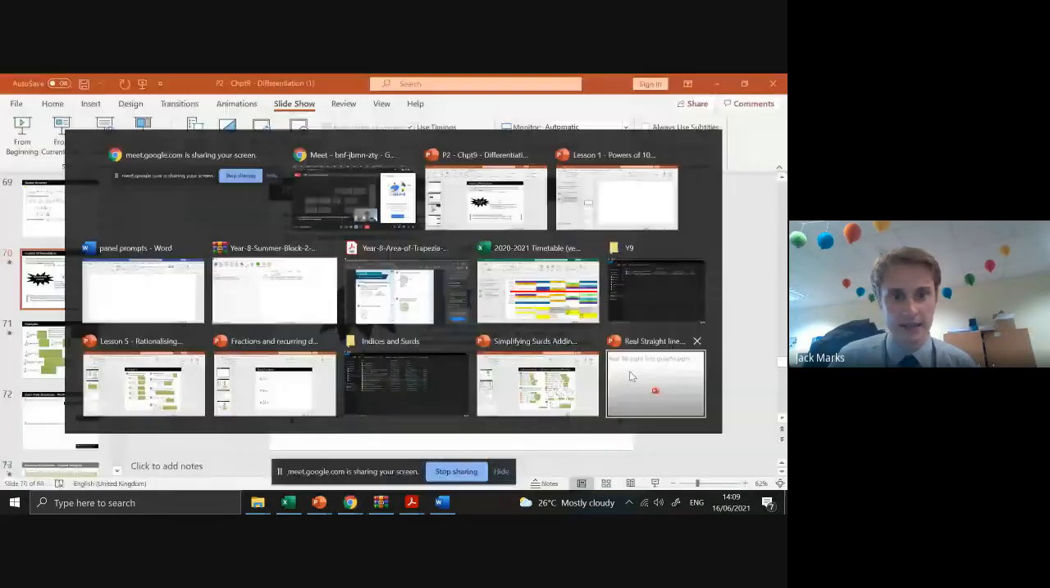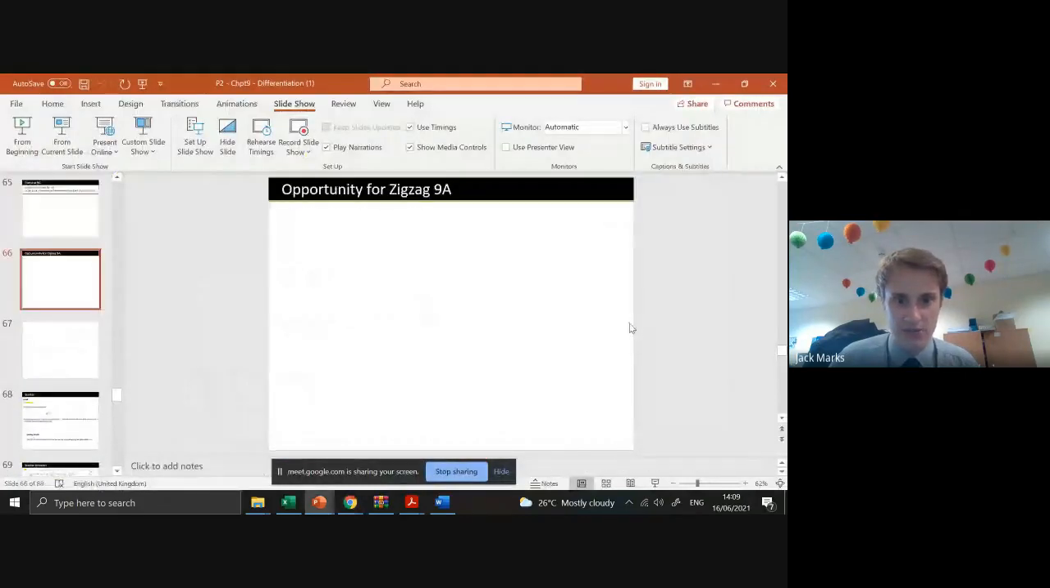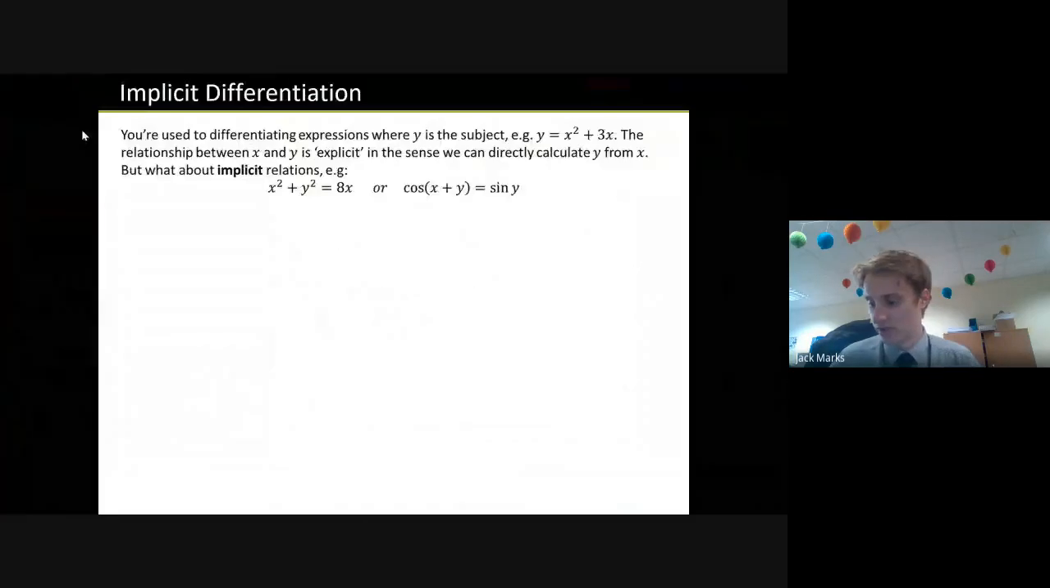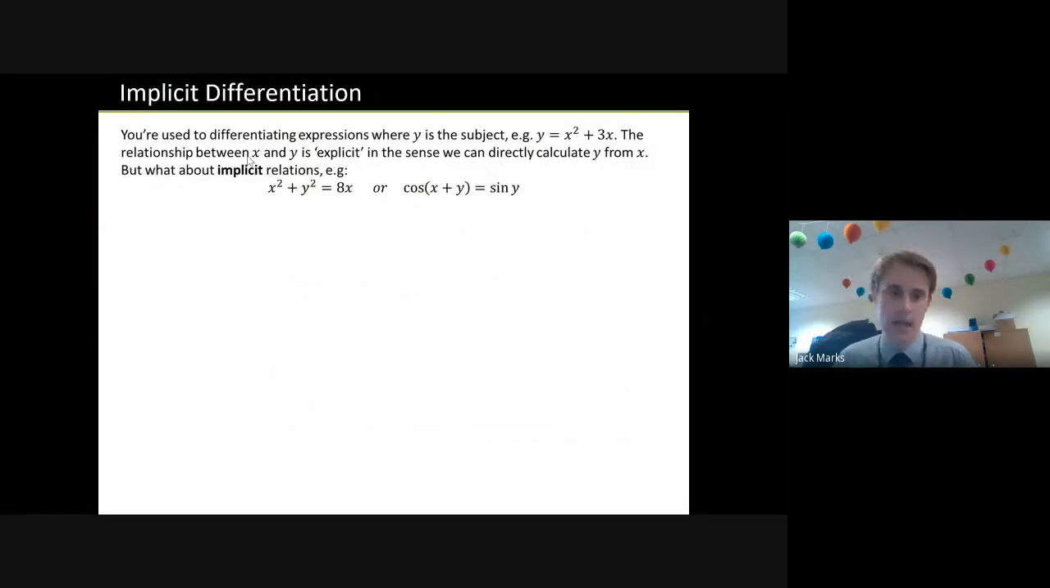Let's take a look at the next section. So this should be 9H in differentiation. It talks about implicit differentiation. So this is something that'll be quite new to you. We've looked at rules so far, lots of rules: chain rule, product rule, quotient rule. Implicit differentiation is sort of an idea to the side of that, okay?